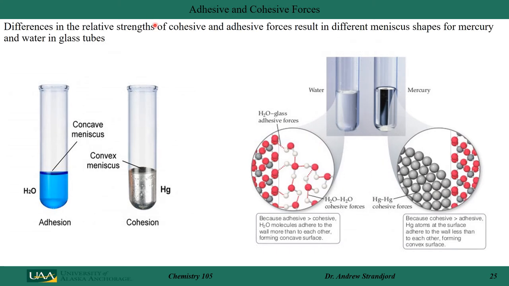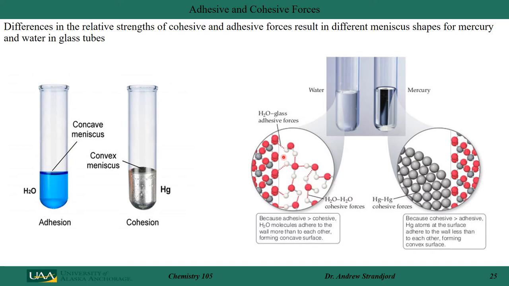The relative strength of cohesive and adhesive forces depends greatly on what the compound is. As a way of illustrating this, we can look at both water and mercury. If I look at water in a test tube, I can see a concave meniscus at the top of the water. If I look at mercury, it has a convex meniscus at the top of the mercury. And we can look at that by looking at the adhesive versus cohesive forces.